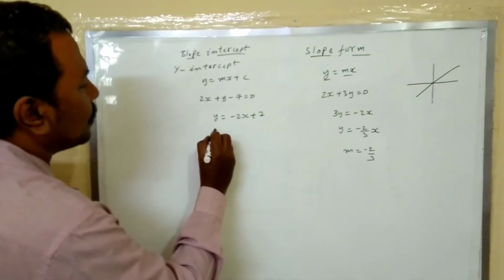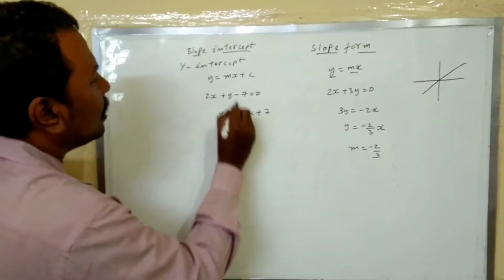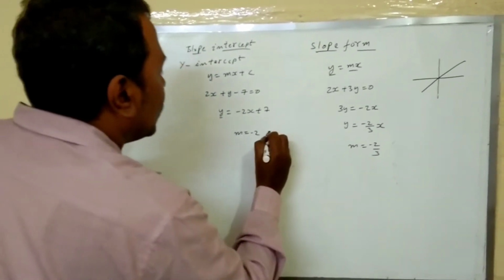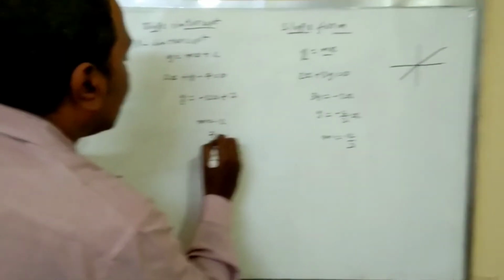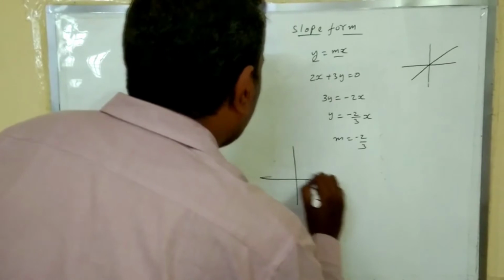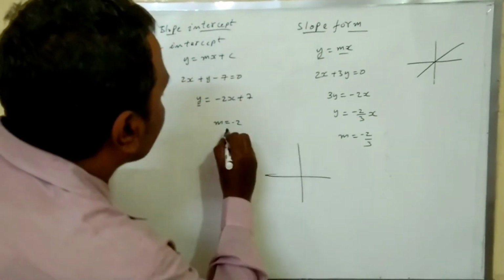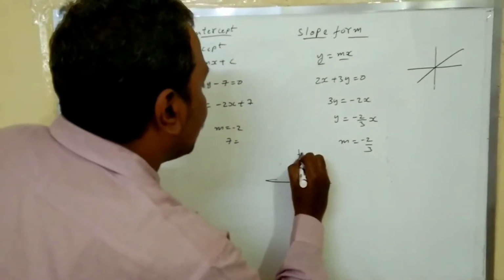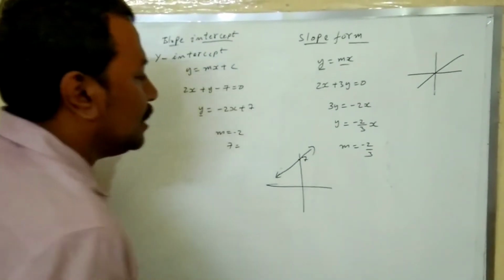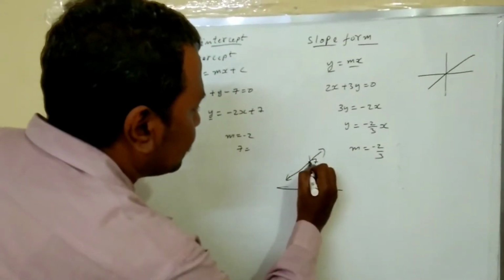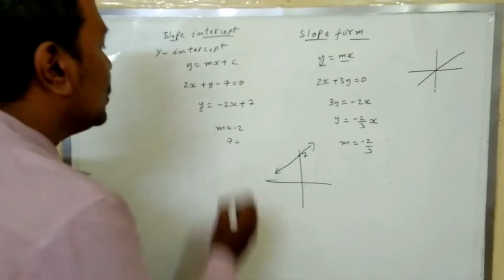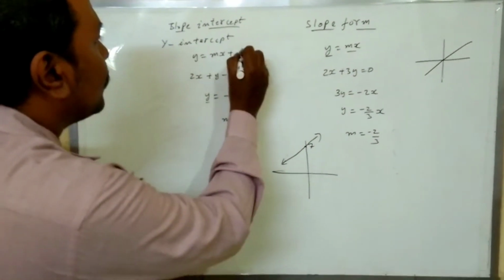So here y is equal to mx plus c, that means m is equal to minus 2. Then what is 7? 7 is nothing but the y-intercept. That means the line is passing through 7 on the y-axis. So this 7 is known as the y-intercept.